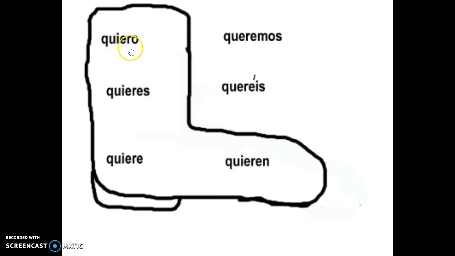So our first person singular is quiero. The E has changed to an IE. Our second person singular is quieres. The E has changed to an IE. Our third person singular is quiere. The E has changed to an IE. Our third person plural is quieren, and the E has changed to an IE. Outside of the boot, we have queremos and queréis. There is no stem change happening because these 2 are outside of the boot.